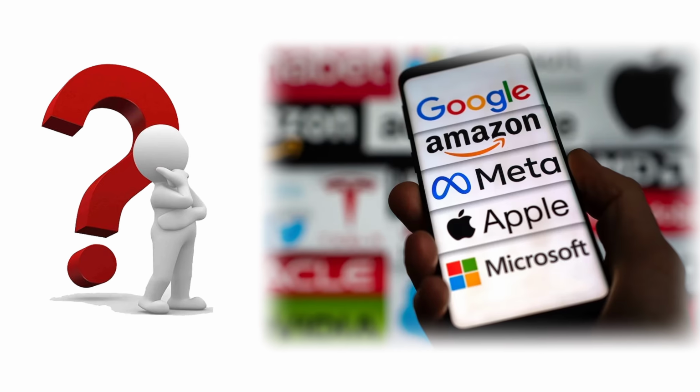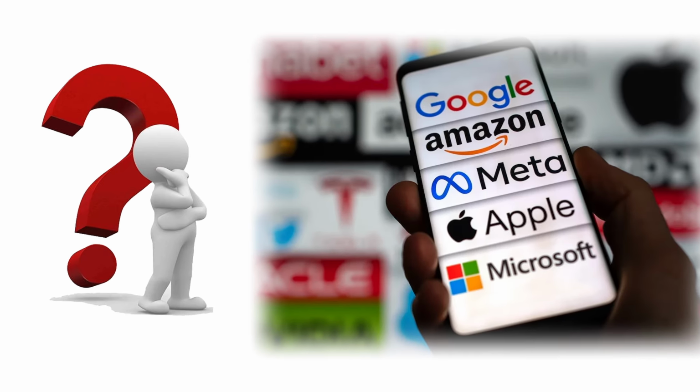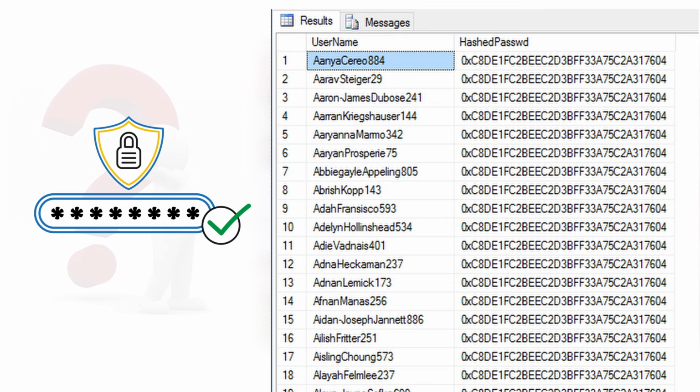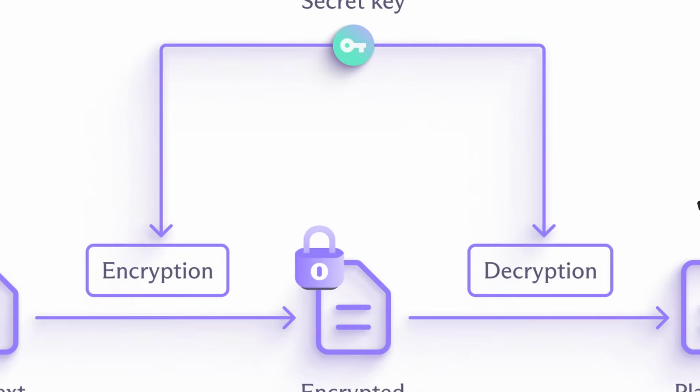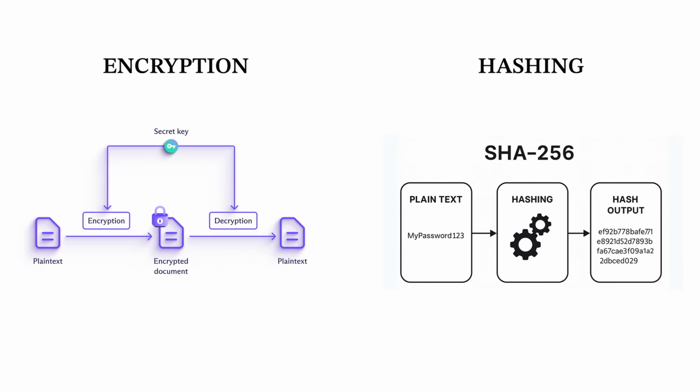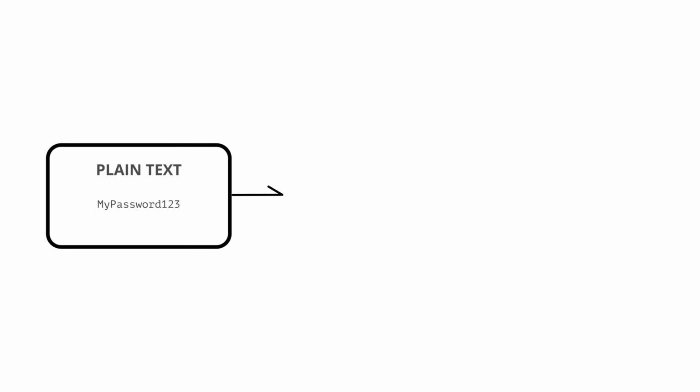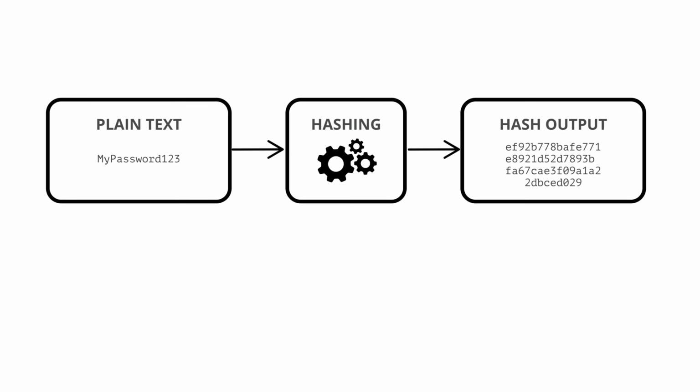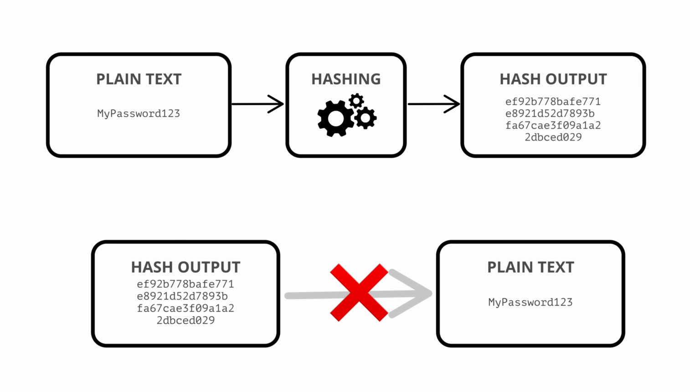I have a question for you. Why do giant companies like Google, Meta, Amazon, and almost every major website never store your actual password in their database? The answer is hashing, and hashing is one of the most powerful privacy techniques in computer science. Here is why. Unlike encryption, hashing is a one-way mathematical process. Once your password is converted into a hash, there is no practical way to reverse it back into the original password. That's exactly why companies store the hashed version of your password instead of a real password.